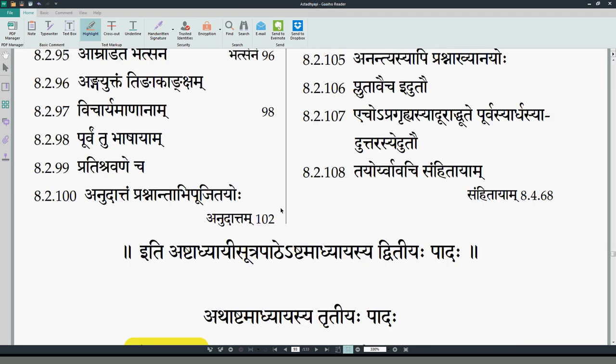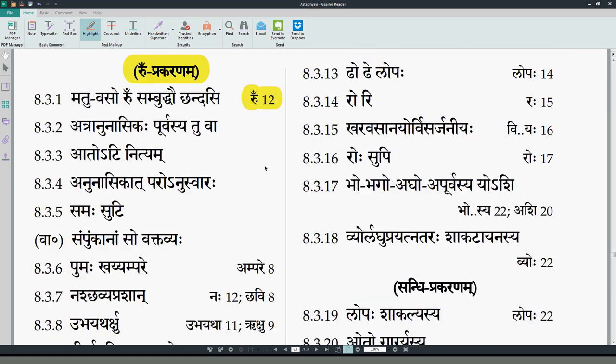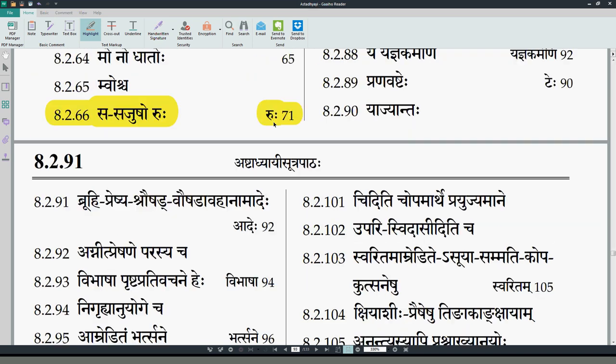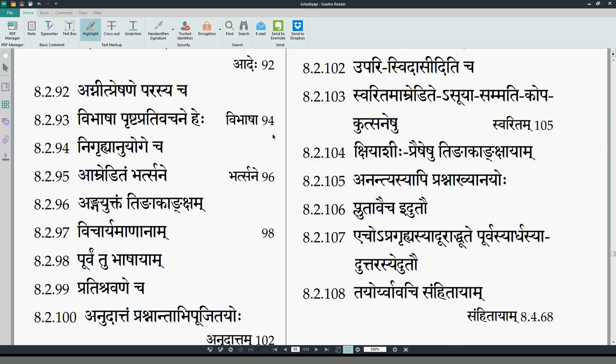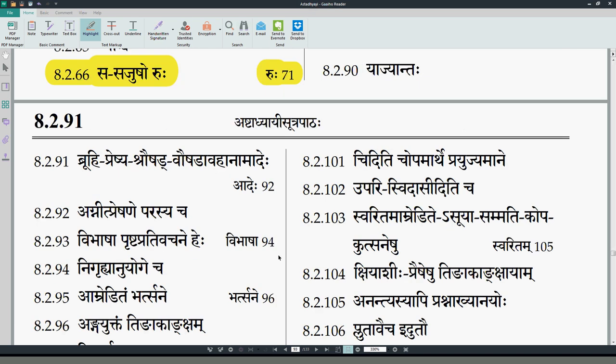Now, based on this, there may be some commonality between Ru and Ruhu when they become Repha. Ru Ukara is an it letter because it is Anunasika. This Ukara, which is an ach, is an Anunasika, and thereby it becomes it. Therefore the content of this is Repha, whereas the content of this is Ru.